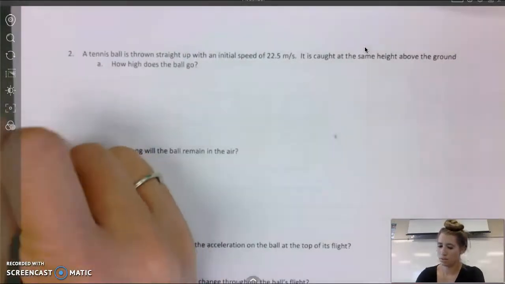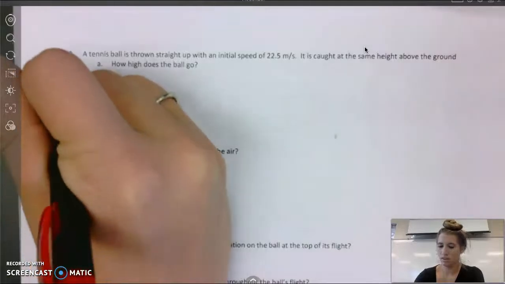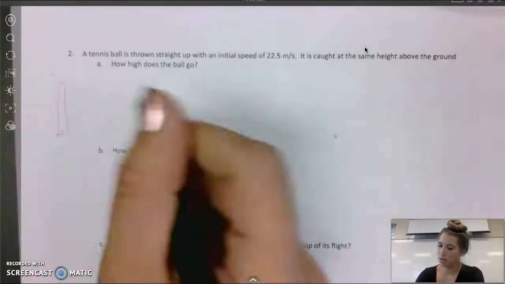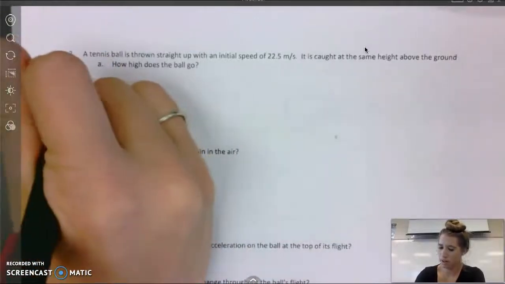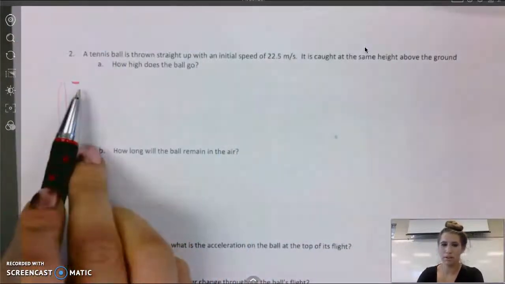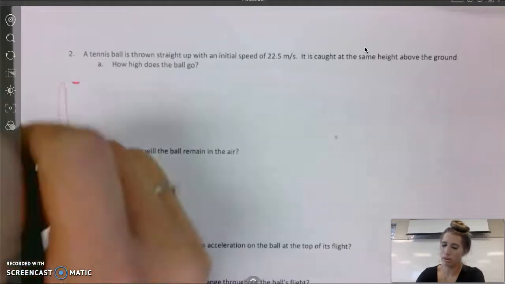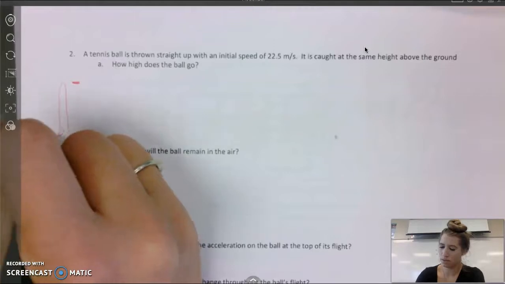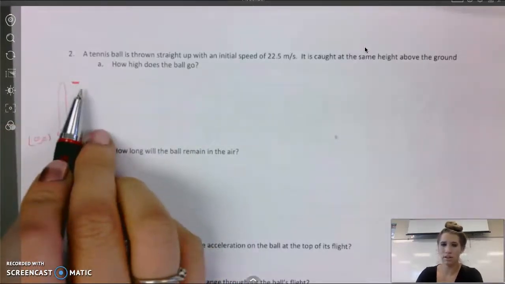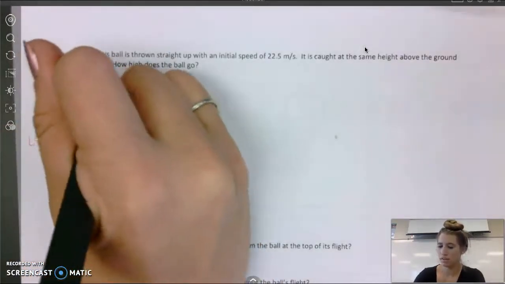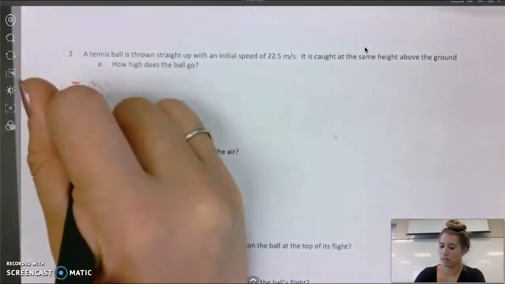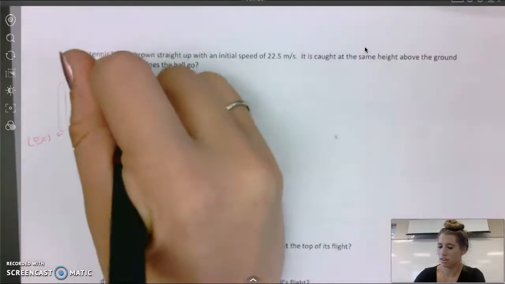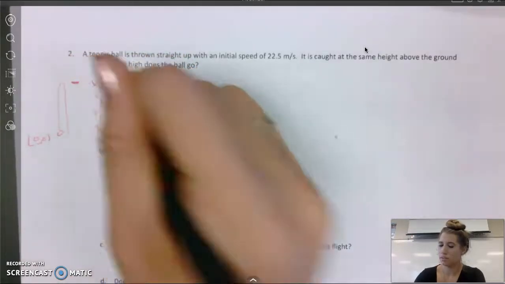So we have the tennis ball, someone's holding it, and then they throw it in the air, it goes up, and then it returns. And so we want to know how high does the ball go. So that would be this point up here. It wouldn't be the returning point. So I'm going to call this my origin, where we started, and then that's x final up there. So we have x initial, x final, velocity initial, velocity final, acceleration, time initial, time final.